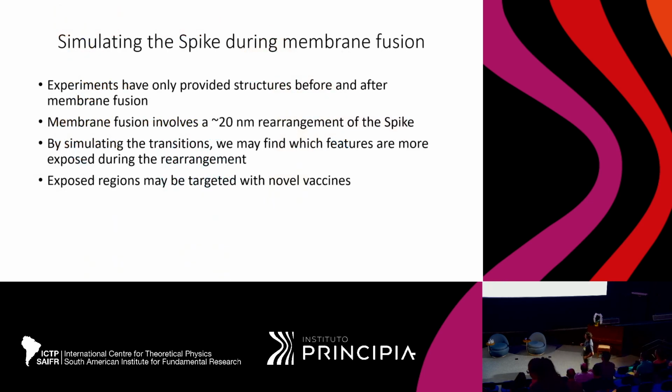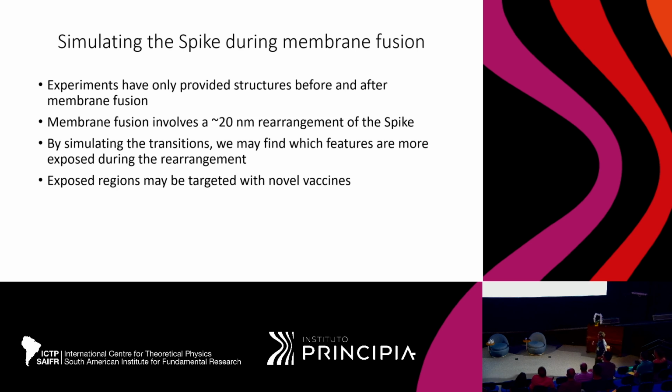So why do we use simulations? Well, the experiments only give us the endpoints, the pre-fusion state with the S1 bound and the post-fusion state with S1 gone and the membranes already fused. That's all we know are the endpoints, nothing about the intermediates, or at least when we started, that was all we knew. This is about a 20 nanometer rearrangement, maybe 30 nanometers. This is a very large extension of the protein. And what we're looking for are any key elements that may impede or limit this motion, so potentially we can target those regions.